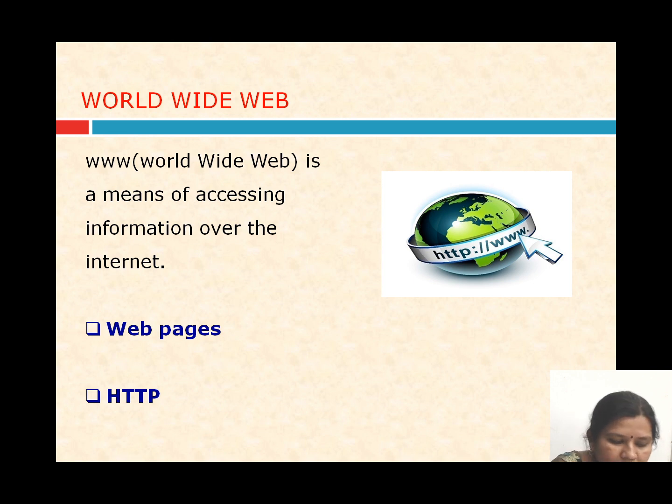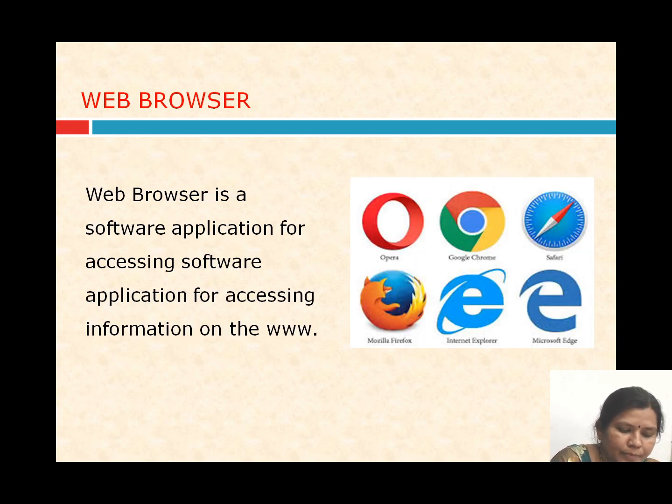That is what? Hyperlink. And the next one is HTTP. HTTP is the hypertext transfer protocol. This is what we use for transmission of documents over the internet. Next, web browser. See here, a web browser is a software application for accessing information on the WWW, World Wide Web.